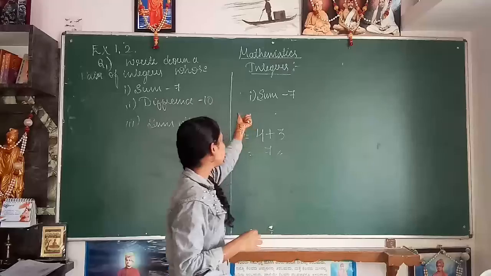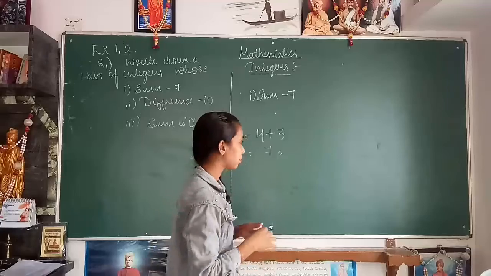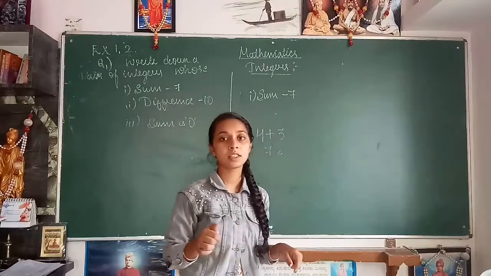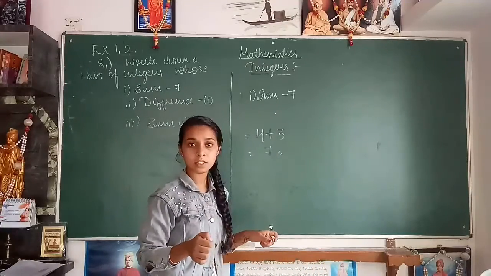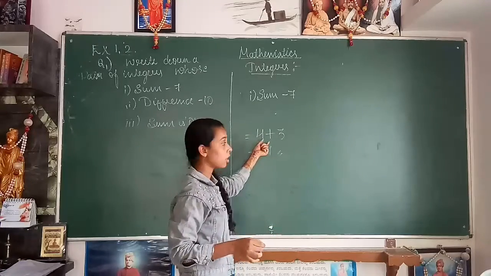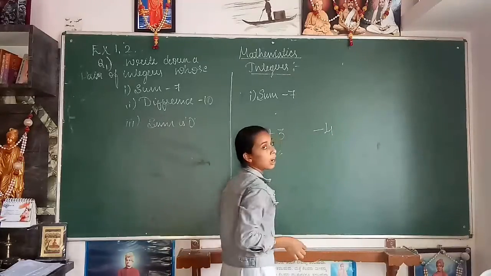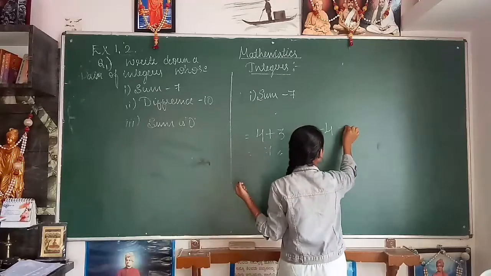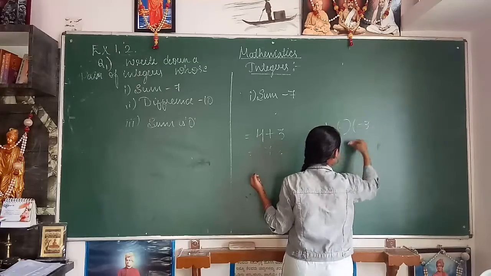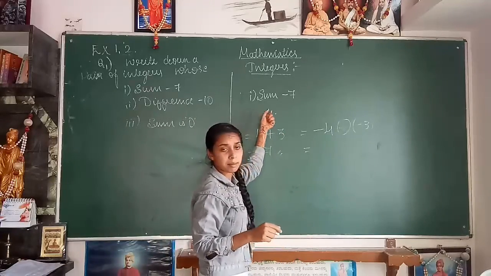So the sum is minus 7, they have given. So what can we do? We will change the signs. How will we change the signs? We know this is the big number, right? So firstly we can take minus 4 and also minus 3. So they are all given. Also, that is the sum of minus 7.